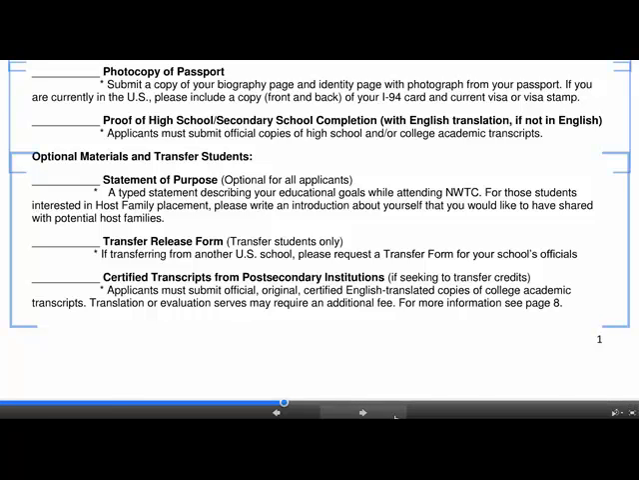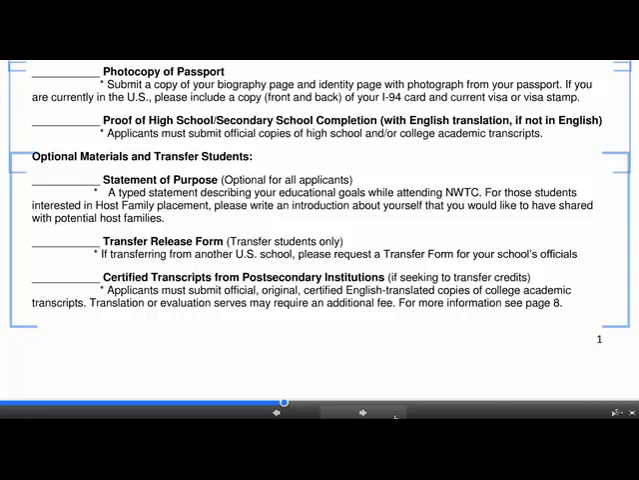You're welcome to write a statement of purpose if you feel there are special circumstances that are important for NWTC international admissions staff to know when evaluating your application. For those who are interested in a host family or for housing arranged by NWTC, please submit a letter introducing the following information. 1. Introduce yourself. 2. Explain why you're seeking special housing options. And 3. What are the preferences you have for housing, such as roommates, location, family type, smoking or non-smoking, etc.